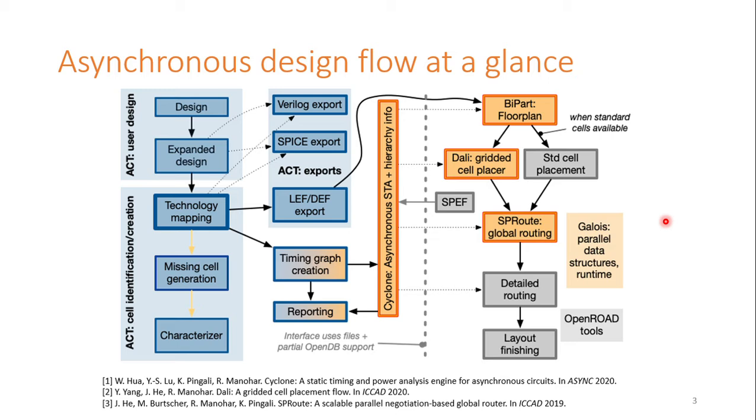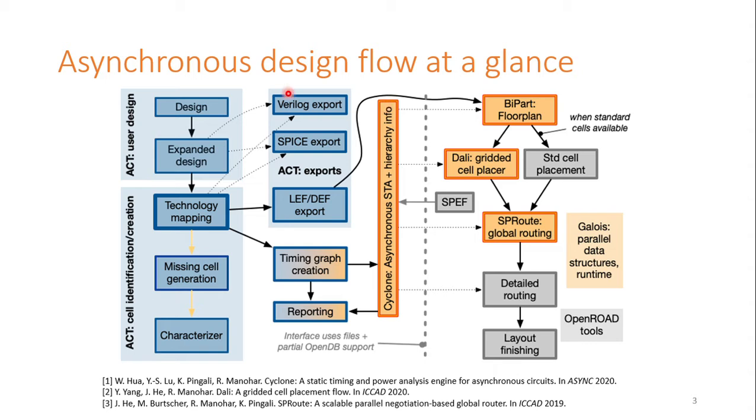Because there's no material commercial flow for automatic asynchronous circuit design, we need to build our own. And here is a picture that gives an overview to the whole tool chain. Blue boxes are modules from the ACT framework. Orange boxes are modules that are already parallelized using Galois, a C++ library for efficient parallelization for graph computing. Gray boxes are third-party modules. Currently, we borrow them from the OpenROAD framework.